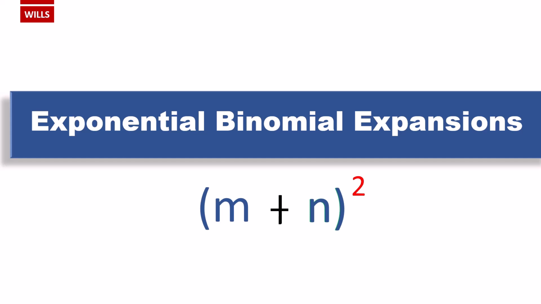Let's say you are given something like this, m plus n all squared. This is what we are calling exponential binomial expansion. We are calling it exponential because of the exponent 2, and it is binomial because it involves two terms, m and n.